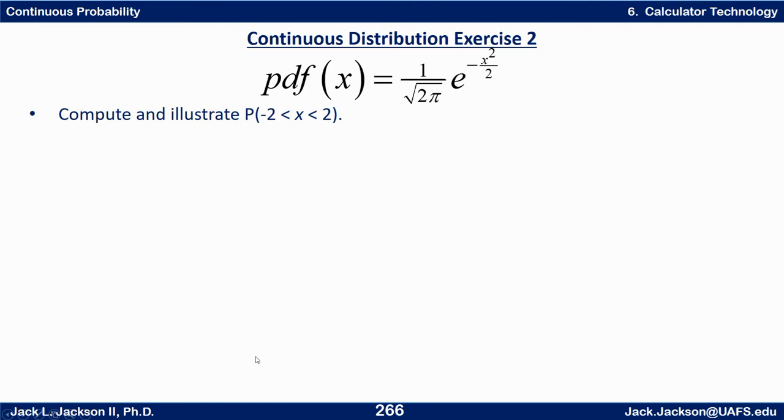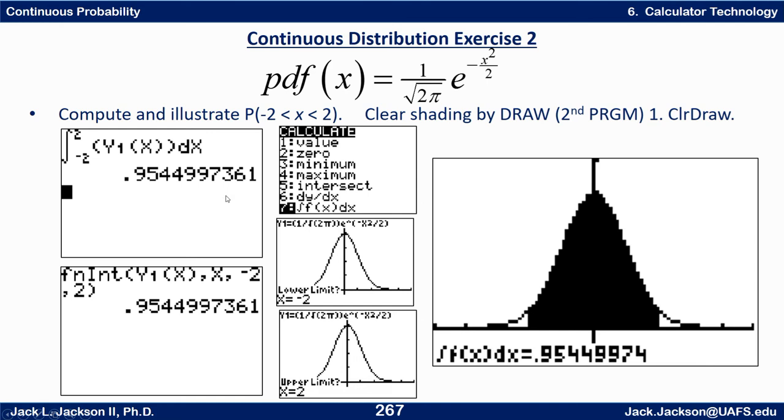Next, compute and illustrate the probability that x is between negative 2 and 2. Press pause now. Well, if you just need to compute it, you can do it from the home screen. You're integrating or summing up the probability. Probability is in y1, the PDF, and you're summing that up from negative 2 to 2. You're doing that integral, which is about 0.95 something, about 95%.